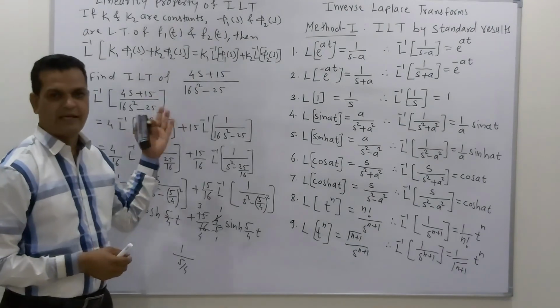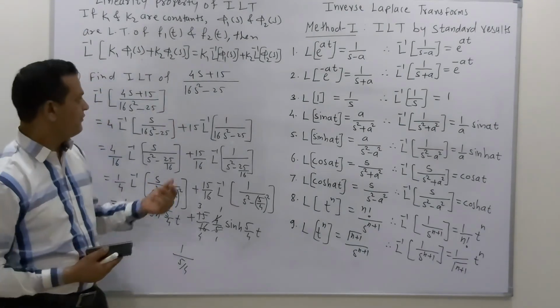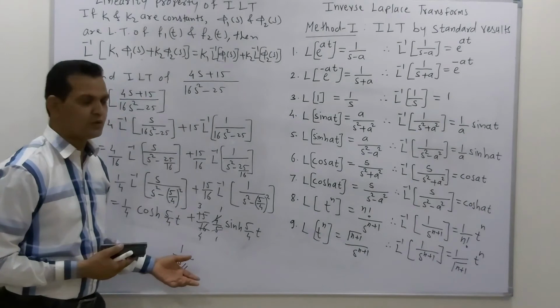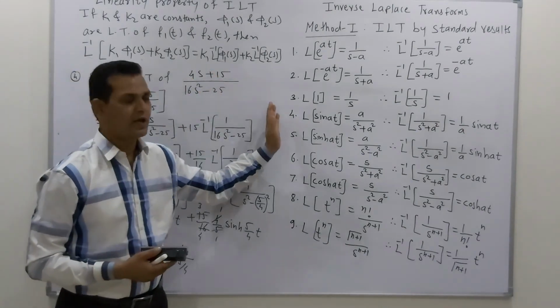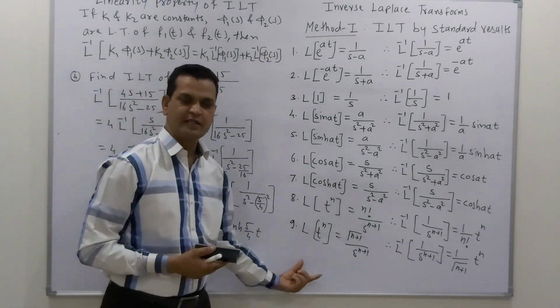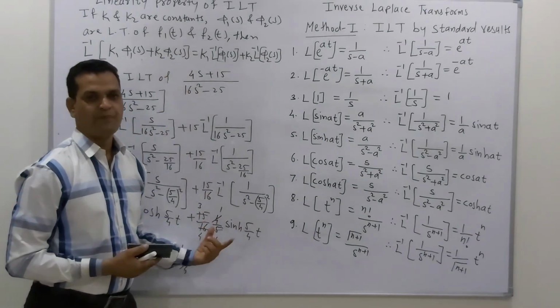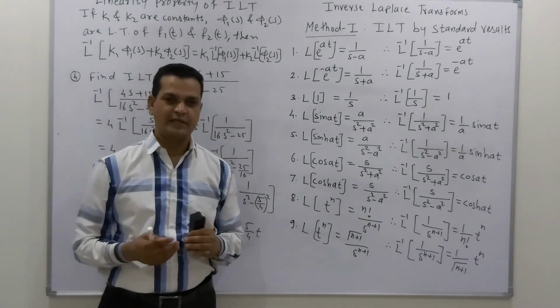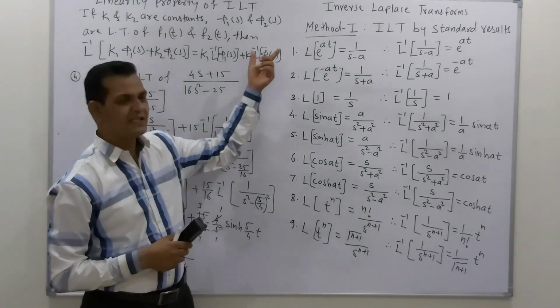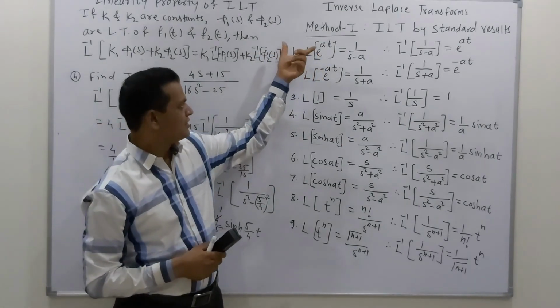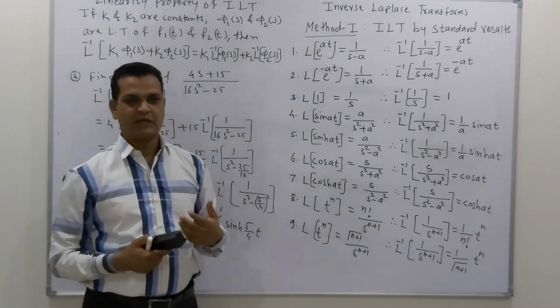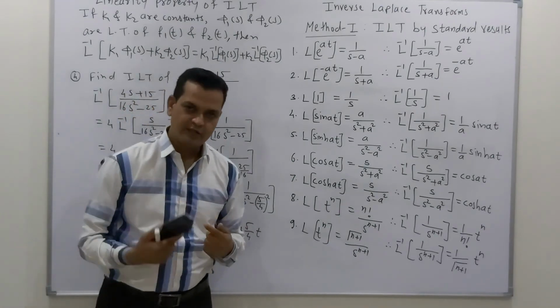This is a somewhat complicated example, but for your understanding we took this example here so that your ideas for applying these standard results and the linearity property will get clear. So friends, these are some examples which we discussed under method 1. This is the first method for finding the inverse Laplace transformation by standard result.